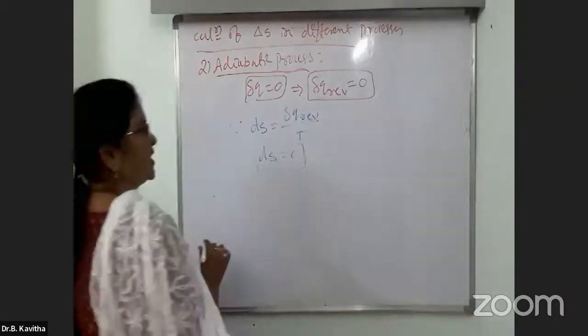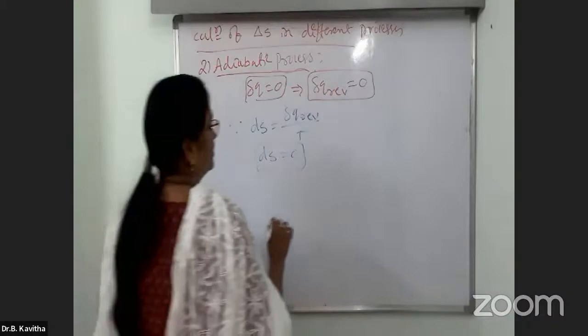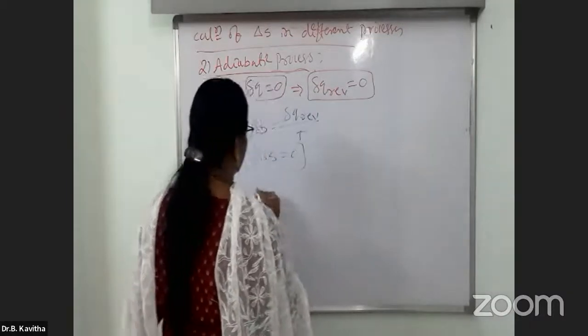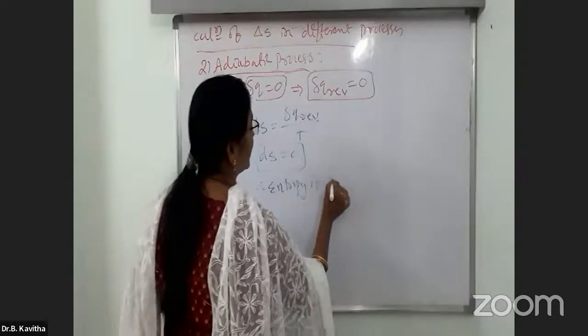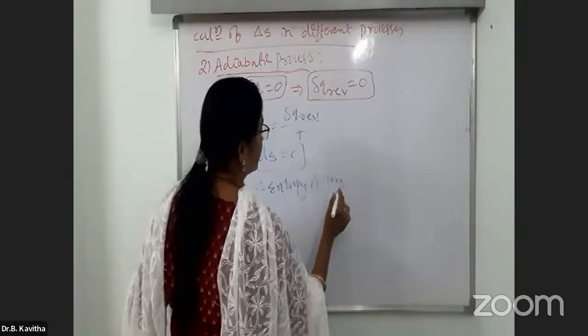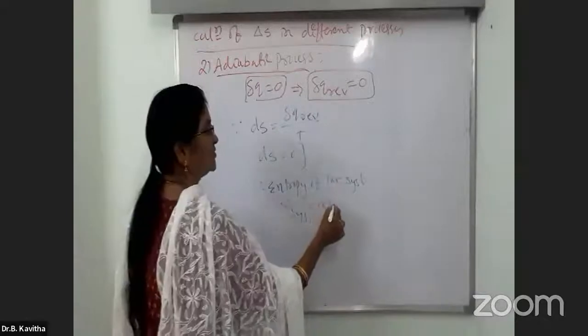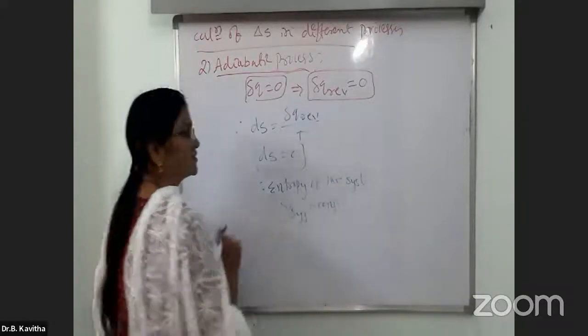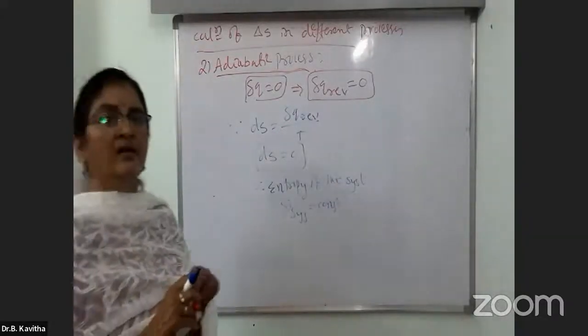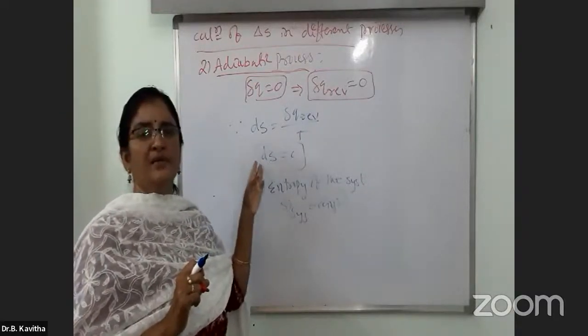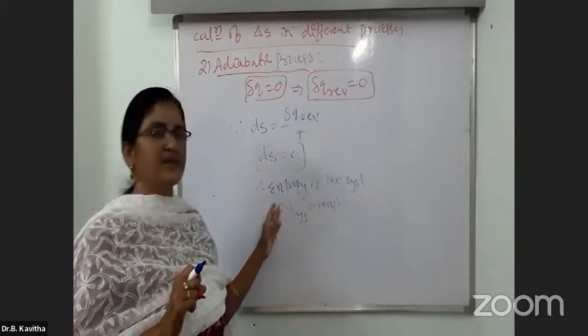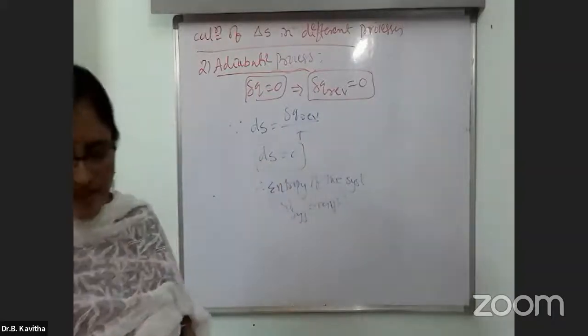If change in entropy is 0, what about entropy? Therefore, entropy of the system... ఎట్లా ఉంటుంది? Entropy, change in entropy 0 ఉంది. Constant. Very good. Entropy of the system remains a constant. This is one of the very important entrance questions. Always the change in entropy in the adiabatic process is 0. Always entropy of the system remains a constant in the adiabatic process.